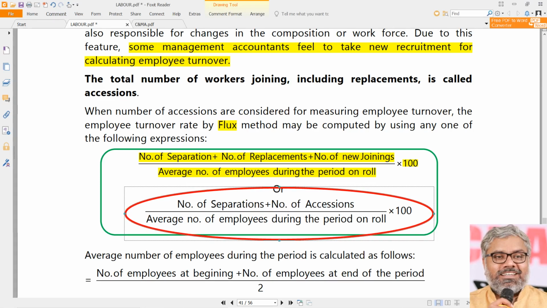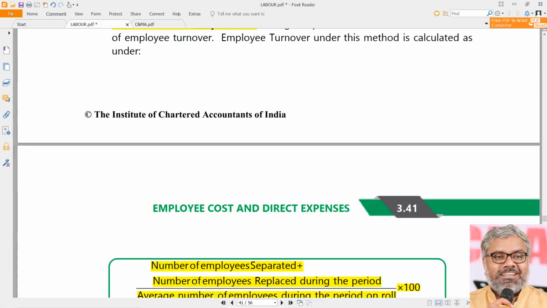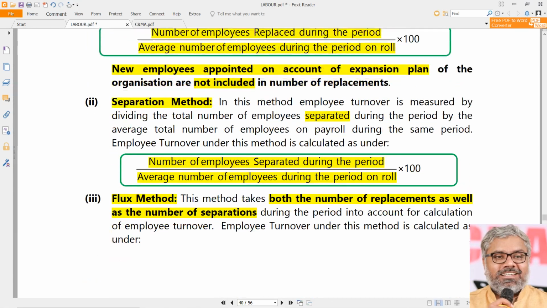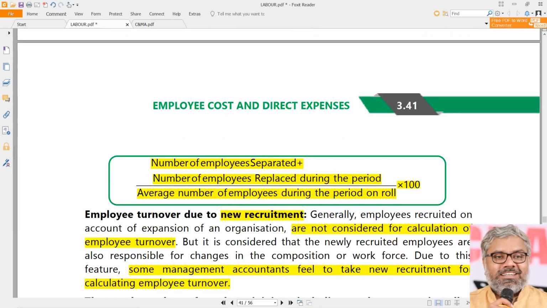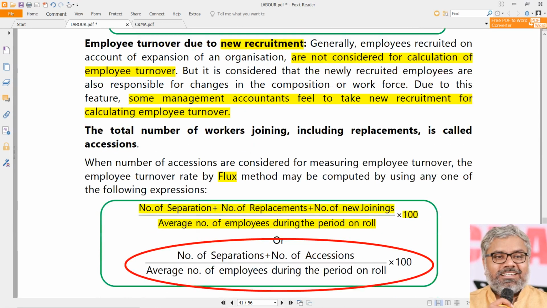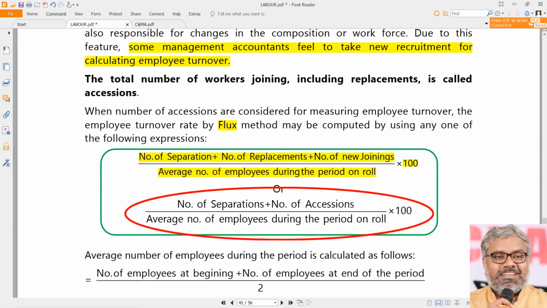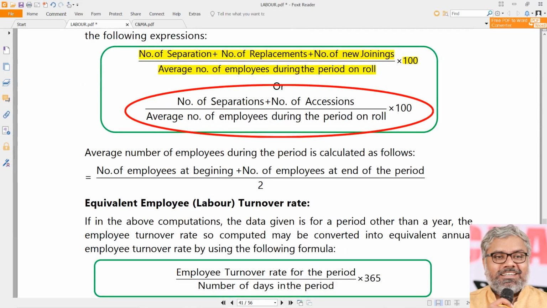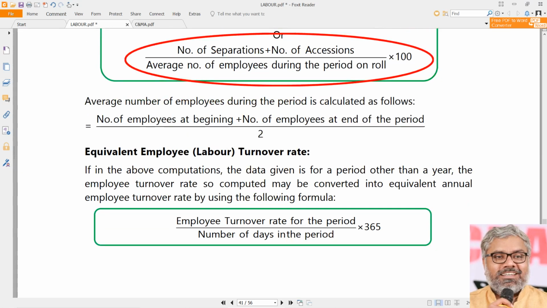For problems and examination purposes, we need to be doing it by using replacement method, separation method, and flux method. Normally, these three methods are used. Exceptionally, if it is asked, then only we use this formula of number of separations plus the number of accessions, divided by average number of employees during the period, into 100. Then how to calculate average number of employees? Everybody knows that. What is the big deal?